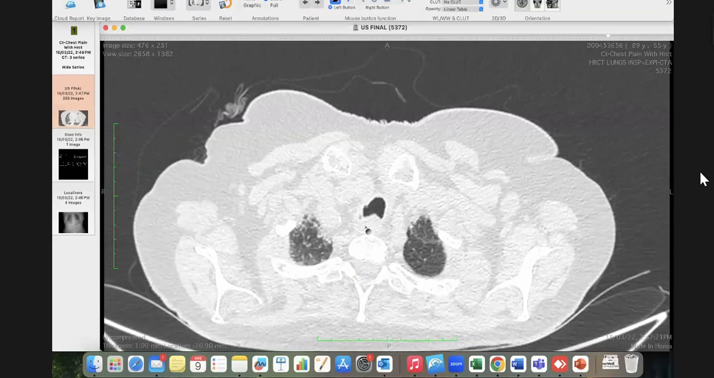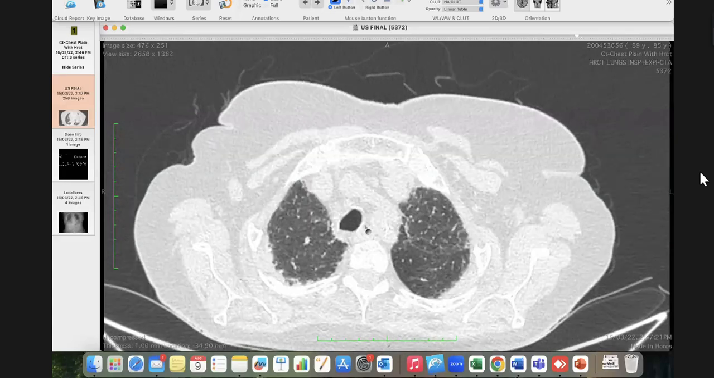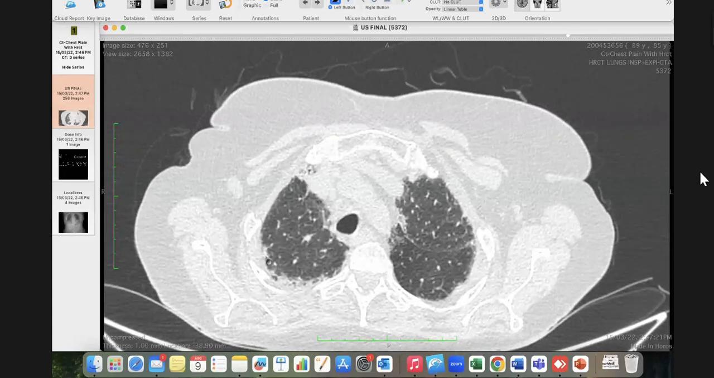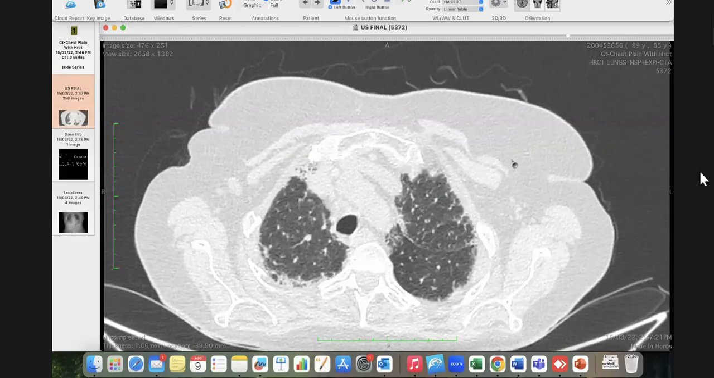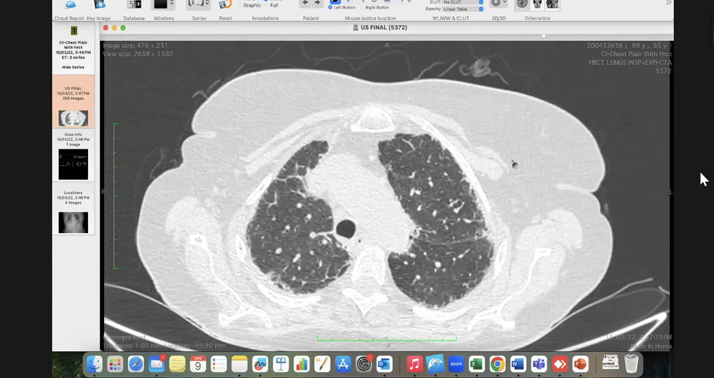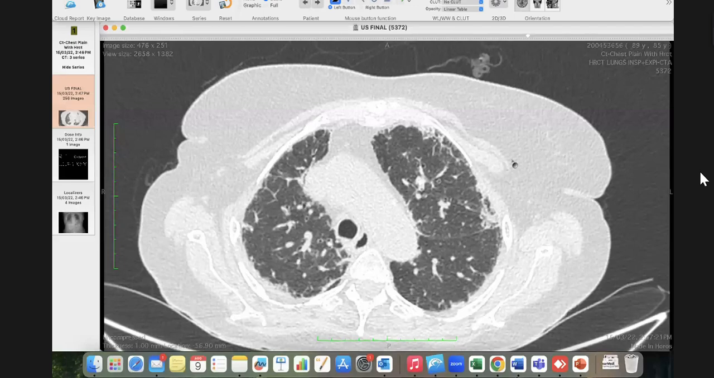so again I'm scrolling from the top, and I definitely think there are some reticular opacities. I hope everybody can appreciate that. And I keep scrolling down. I am still seeing reticular opacities.